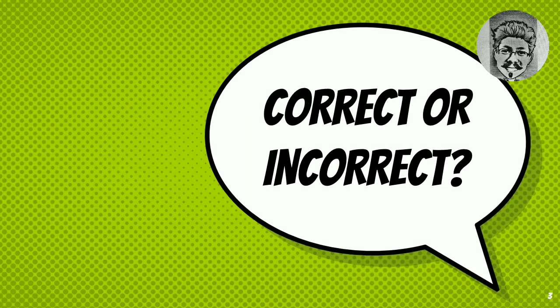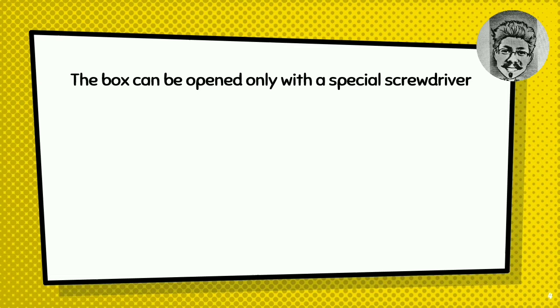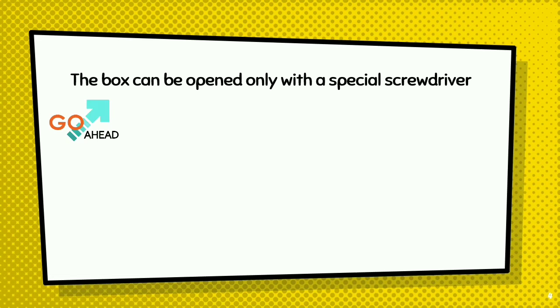Okay, I have some examples. Let's analyze whether they are correct or incorrect. Number 1. The box can be opened only with a special screwdriver. Please analyze. Is there any subject? Yes, the box is the subject. And is there any verb? Yes, can be opened is the verb. Therefore, this sentence is correct.